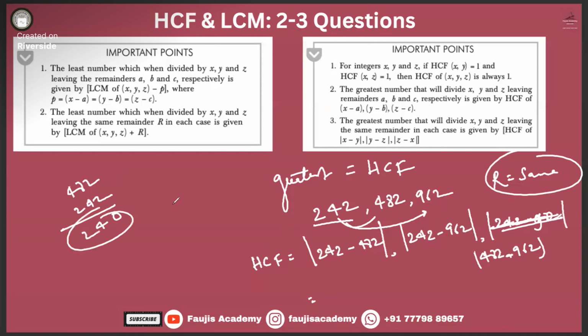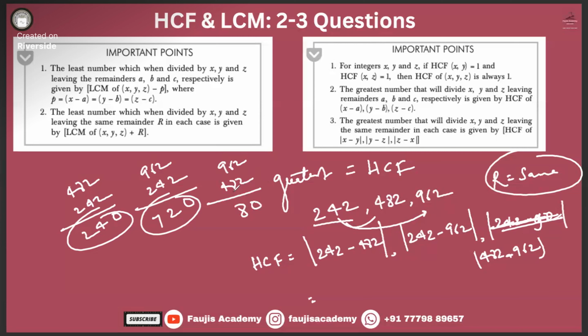Okay. The second one is 962 minus 242, that's 720, right? And the third one is 962 minus 482. That means 480. What is the HCF of this? What is the HCF of these numbers, guys? I promised you guys that if you tell me this, I won't wake you up. So the HCF of this is 240.